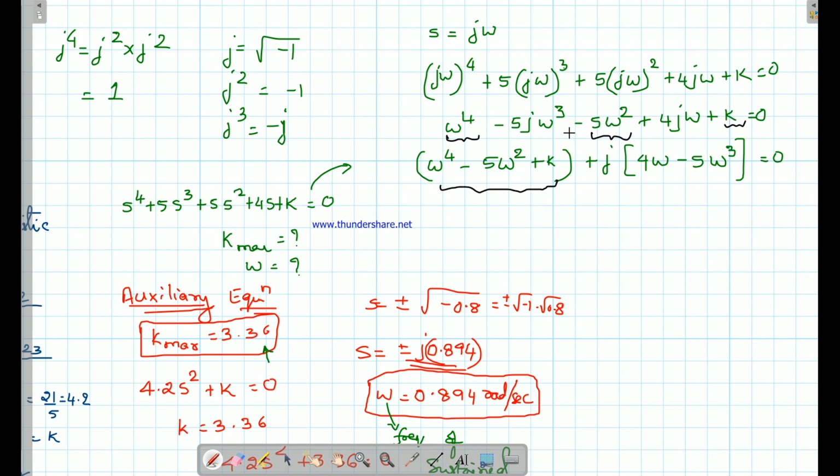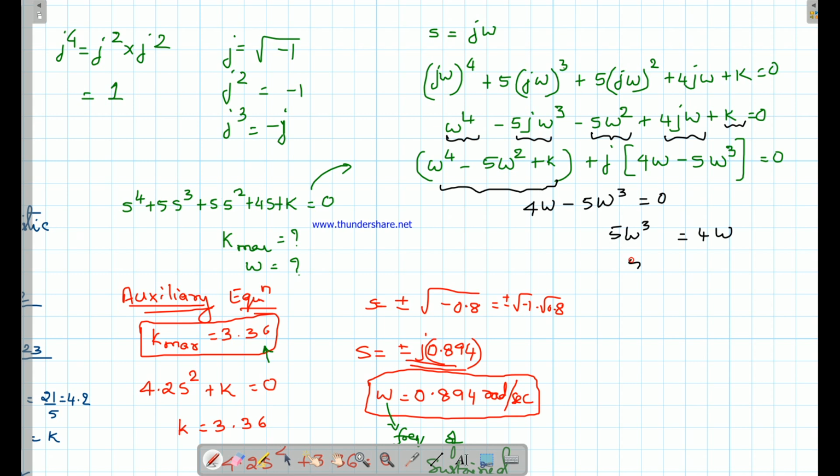Omega 4 minus 5 omega square plus K. Now these are the two terms which are with j, minus 5j omega cube plus 4j omega. So if I take j common, this will become 4 omega minus 5 omega cube. Now you equate real part and imaginary part to 0. So if I equate 4 omega minus 5 omega cube equals 0, then I can say it is 5 omega cube equals 4 omega.